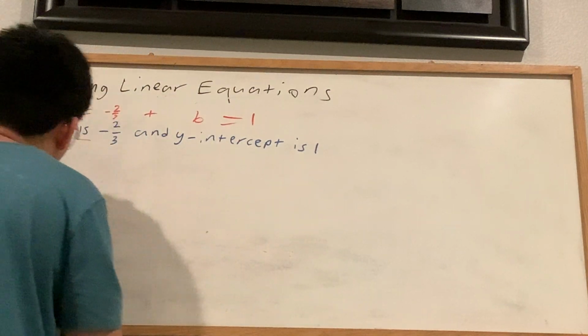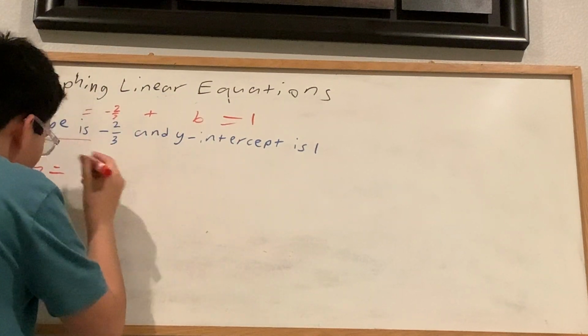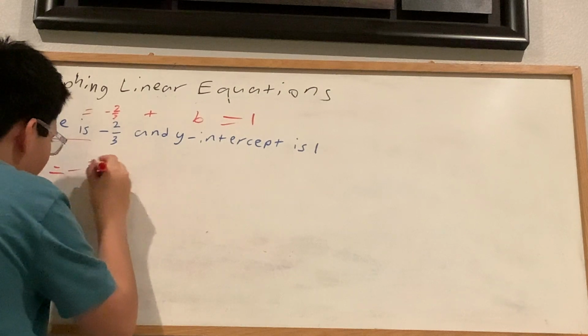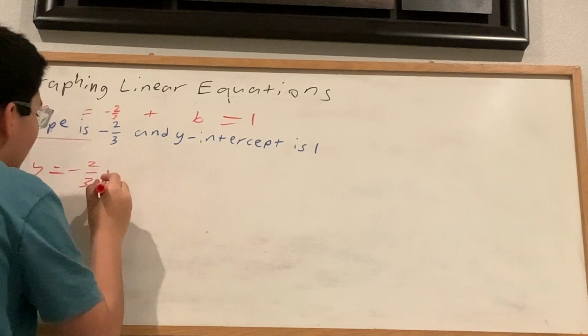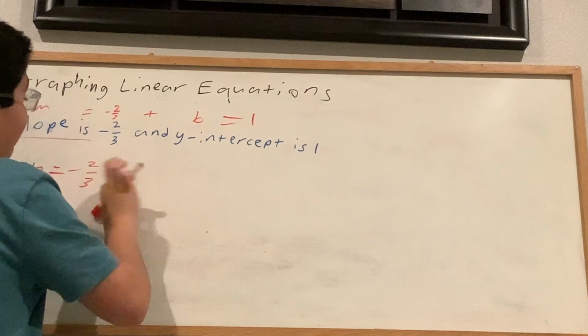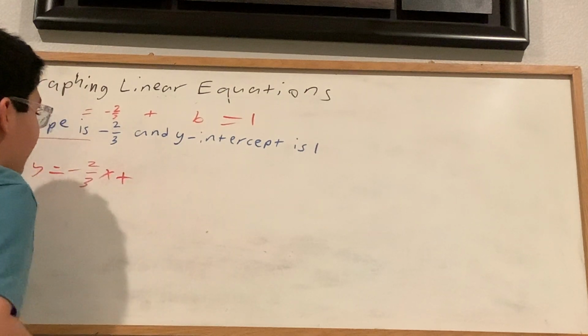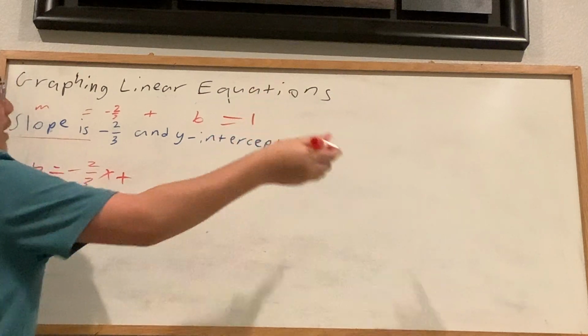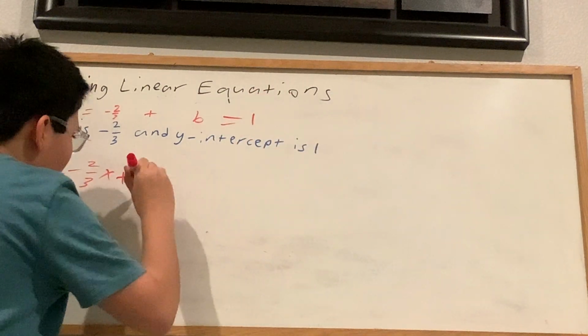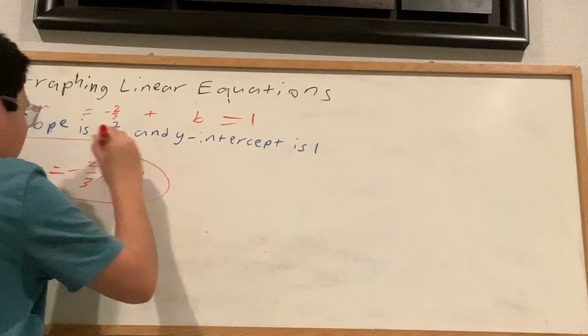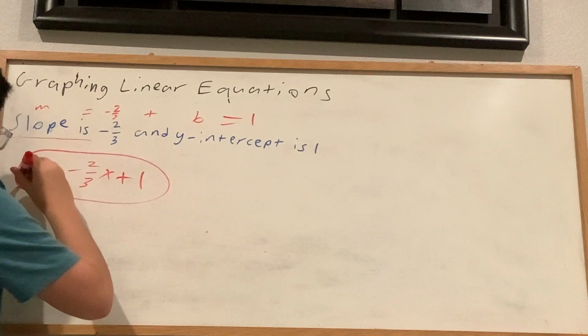So we put in our m, which is -2/3. Like I said, the m is the slope, so -2/3 plus. Actually, we need to always add our x because it's important. So we have x plus. Now we can use our b, which is the y-intercept, so that is 1. And this is the way we write slope-intercept form.